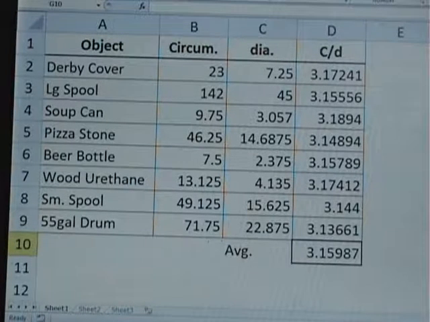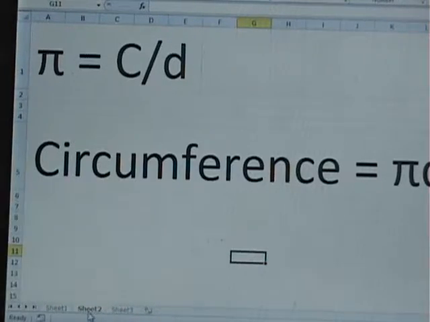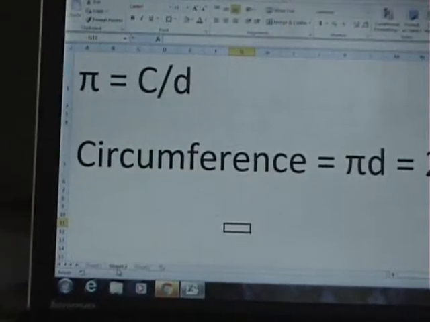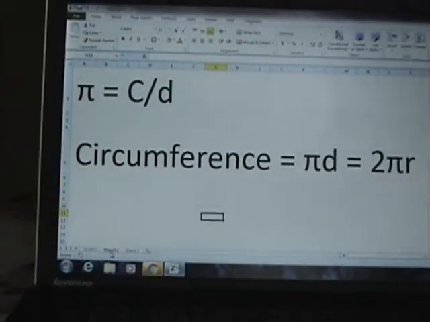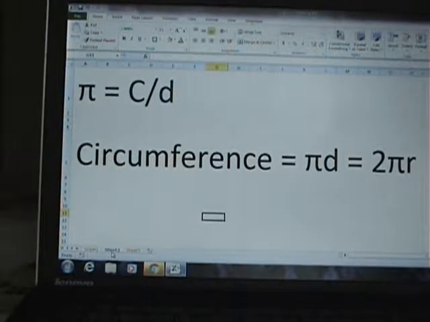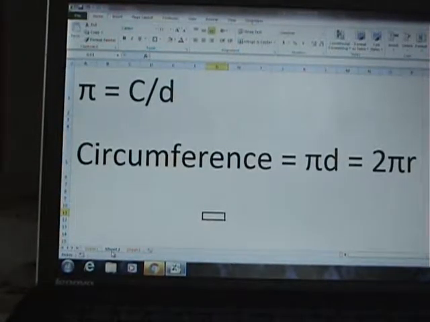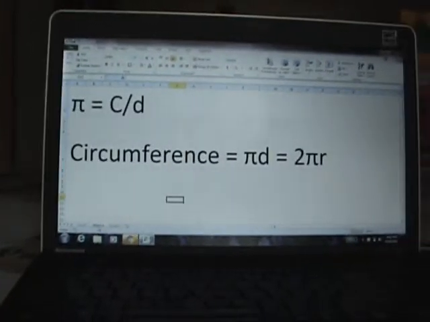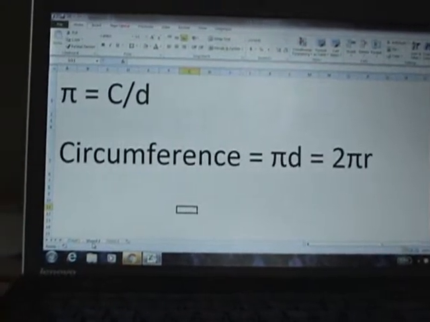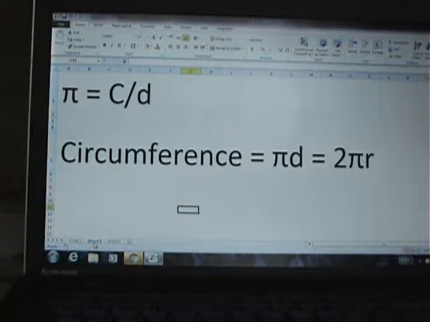Okay, so in conclusion, the distance around divided by the distance across is going to give us a value of pi. So therefore, pi is going to be equal to the circumference divided by the diameter. Okay, so that is our ratio. That's how we found it in that last column on the previous worksheet. So the circumference, just by rearranging the formula a little bit, is just pi times the diameter.